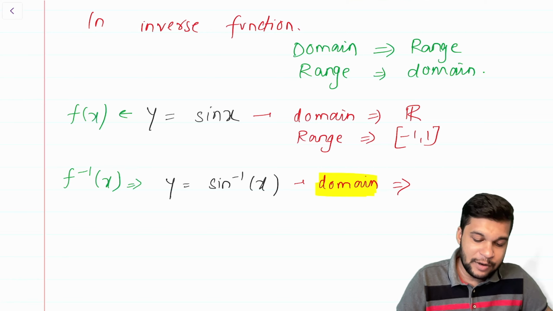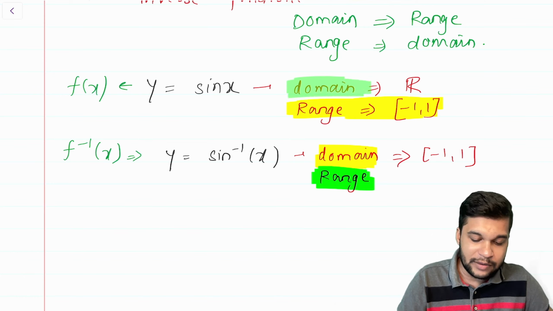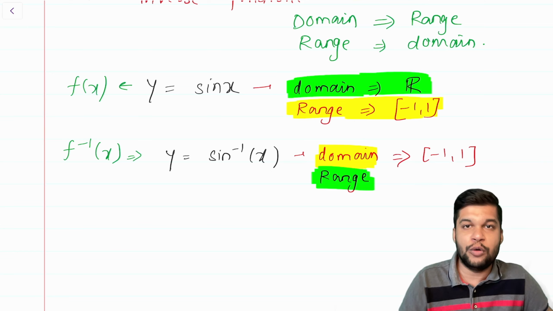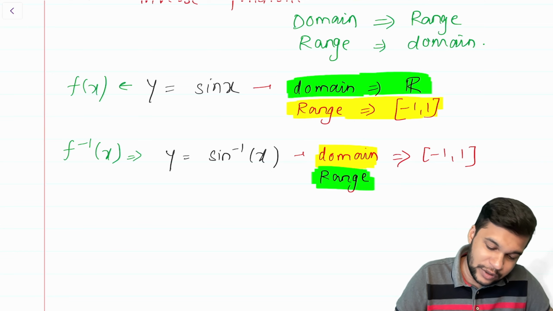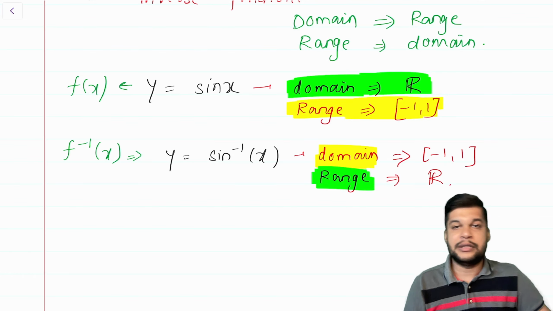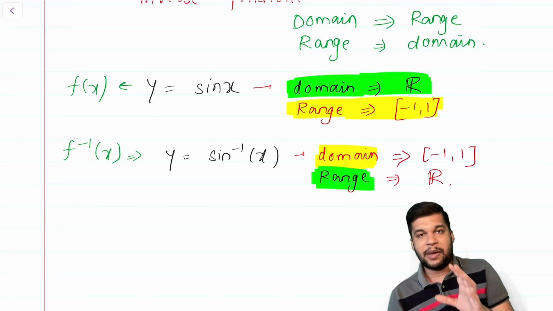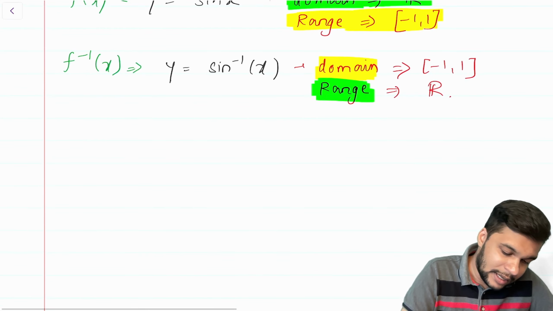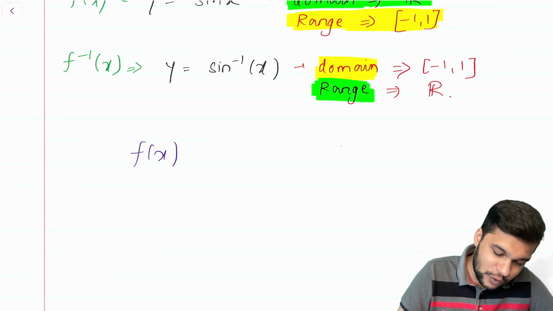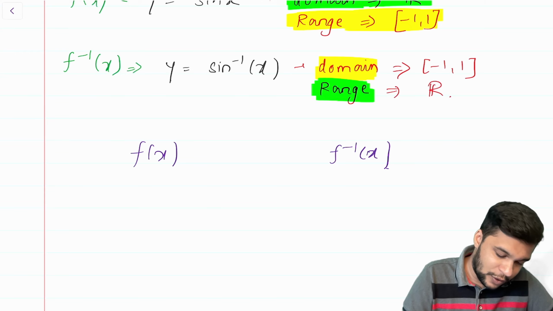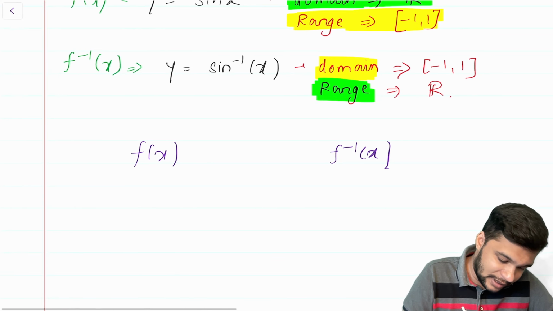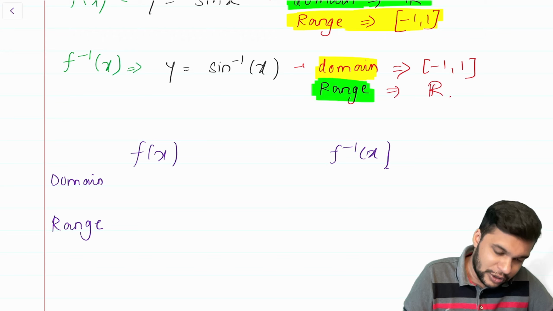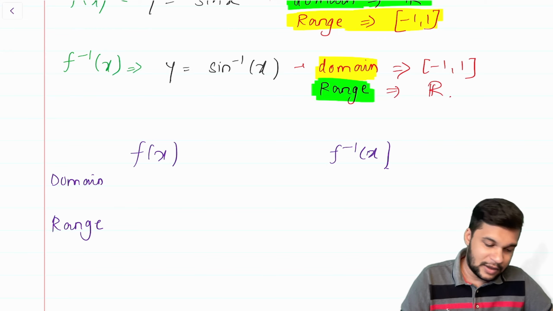And what is the range of f inverse x? The range of f inverse of x will become the domain of f(x). So the range here becomes all real. So please remember, let's say you have f of x and f inverse of x, and you have domain and range. So if the domain of f(x), I'll make a table.